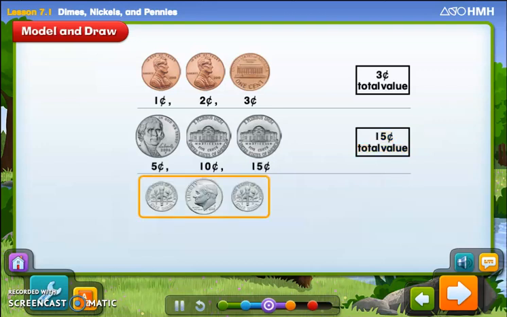Dimes have a value of 10 cents. How would you count the 3 dimes to find the total value?